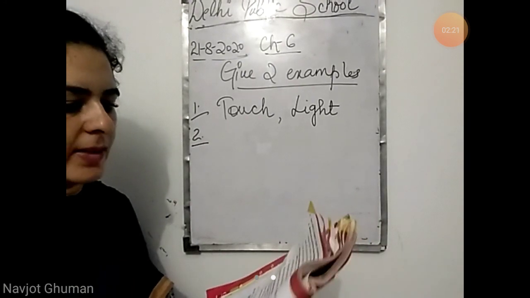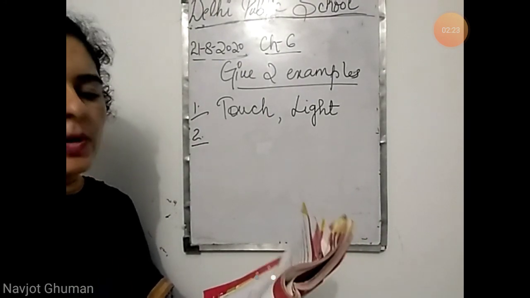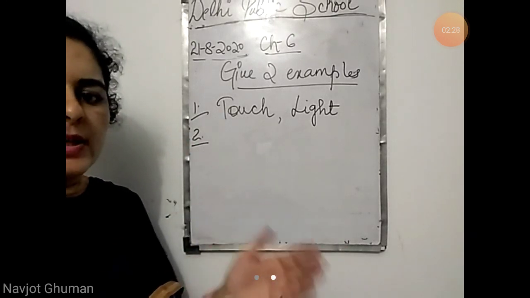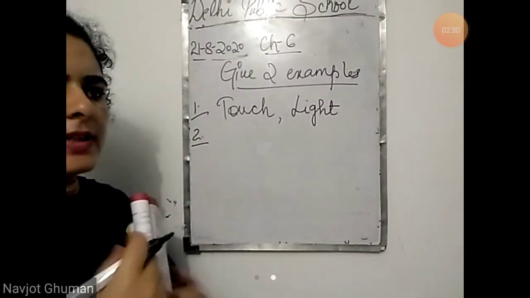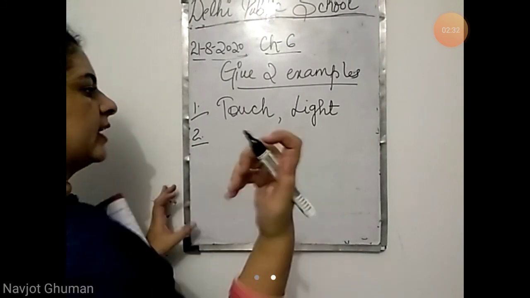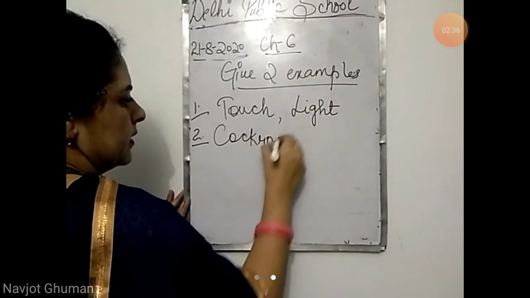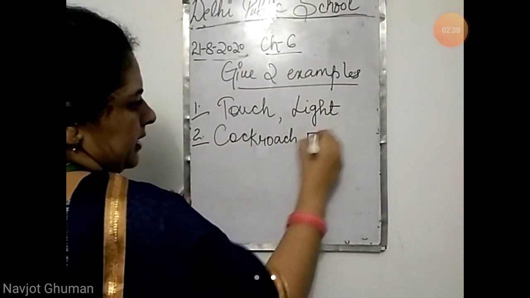Next is animals that breathe through air holes in their body. We know that insects have air holes in their body to breathe. So we will write examples of two insects. Write any two insects. Write cockroach, then butterfly.